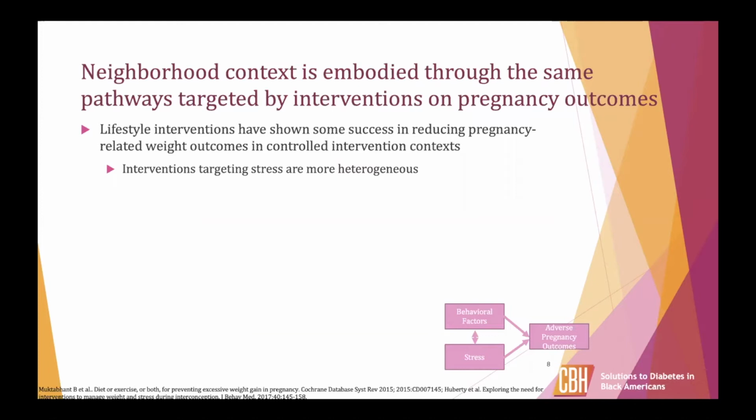So a recent Cochrane meta-analysis actually outlined that there were lifestyle interventions. There has been consistent evidence that lifestyle interventions have shown some success in reducing pregnancy-related weight outcomes in controlled intervention contexts. As well, there's been a rising number of interventions targeting stress pathways that also drive this association, and can also contribute to adverse weight-related outcomes during pregnancy, although the stress-related interventions have a somewhat more heterogeneous body of evidence showing effectiveness, and also target a wider scale of intervention approaches.